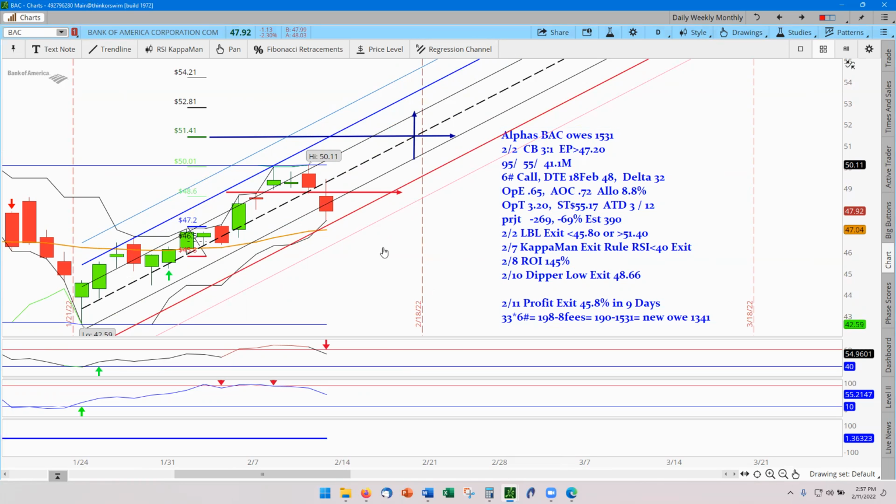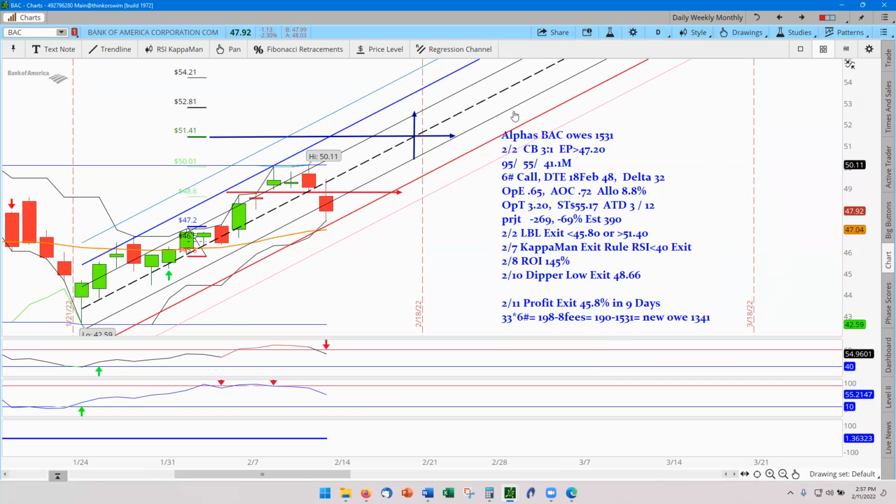Last bar low exit is the initiation down here. Last bar low exit there. And then we had that dipper low, which occurred, and that's the exit. And then coming down to the finals, we exited at 45.89, 33 days, 6 contracts, $198, $8 in fees, $190 for the return on the profit against the 1531 owed, giving us a new owe now of 1341. And that is the conclusion of Bank of America.